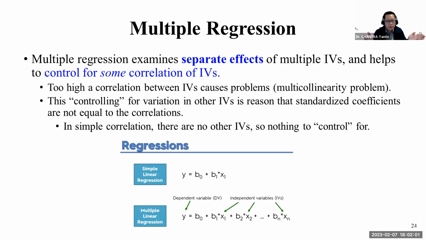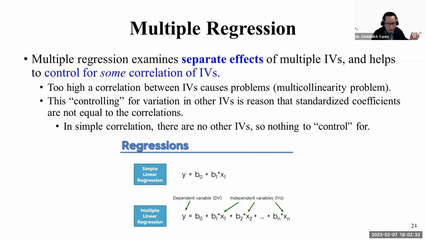Just to refresh your mind, in simple correlation you have one dependent variable, the y, and one independent variable, the x1. So the x1 has nothing to control for. But in a multiple linear regression, you have the y, the dependent variable, and you also have multiple independent variables. You have x1, x2, x3, x4, up to xn, where xn means however many x's you have. For every x, you have a beta, the slope.